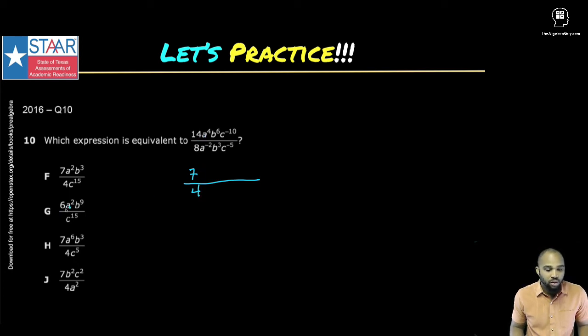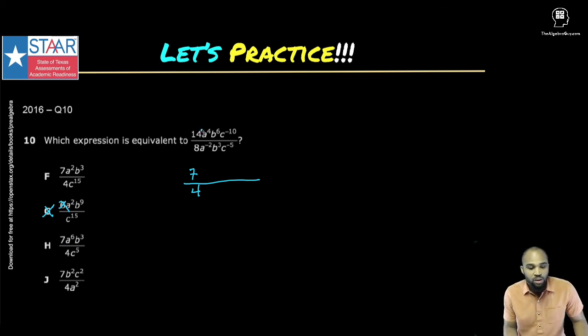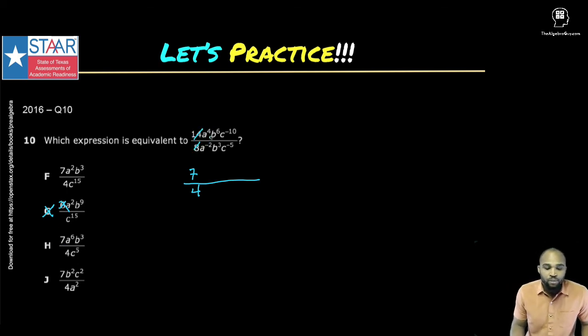So I'm going to glance over here. 7 over 4. Yep, that looks good. This is a possible answer. It can't be this one because it's not a 6, but it could be the others. All right, let's keep working. So we dealt with that. Let's deal with our A.